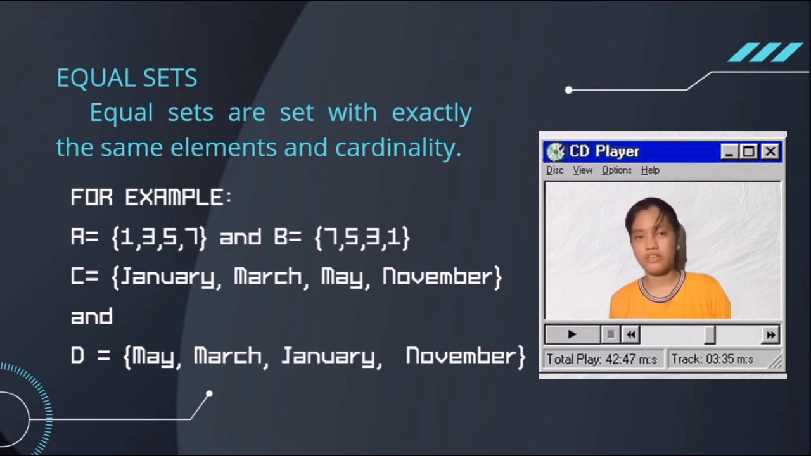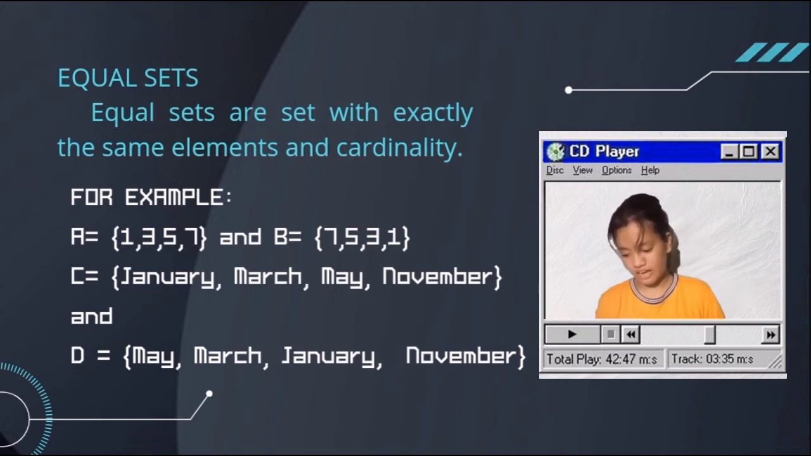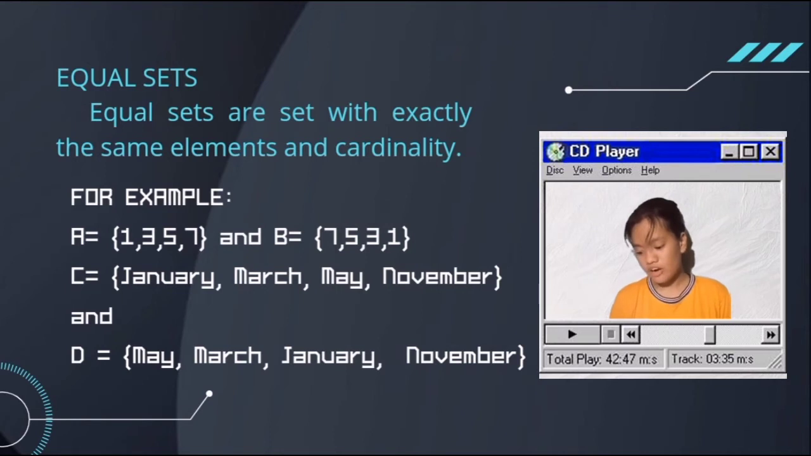My topic is all about equal and equivalent sets. When we have two sets that have exactly the same elements, we call them equal sets. It does not matter what order the elements are in. It just matters that the same elements are in each set. Here are some examples of equal sets.